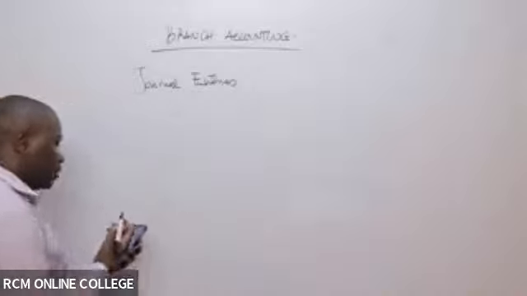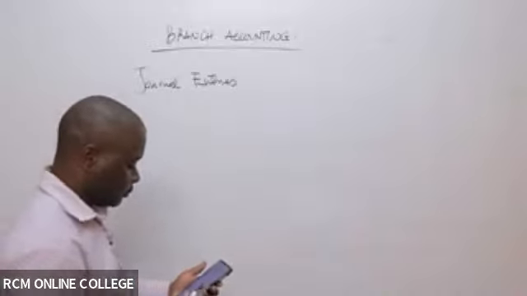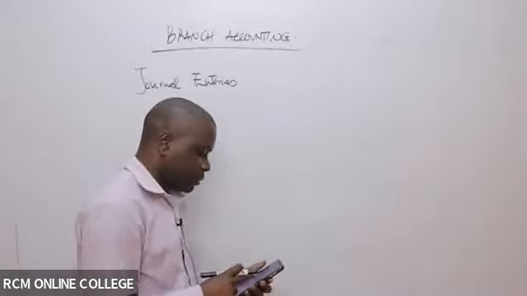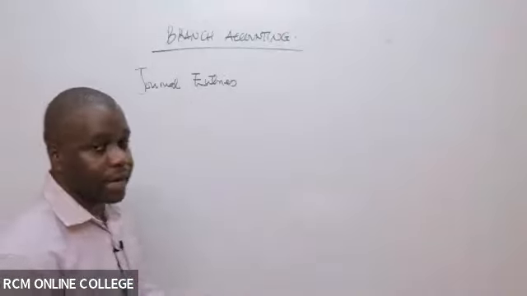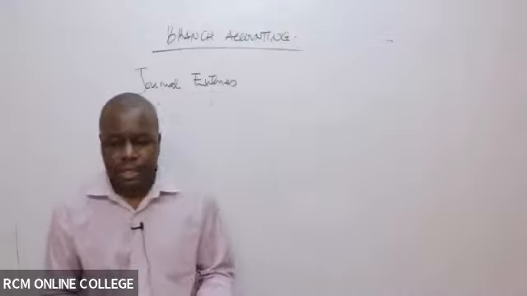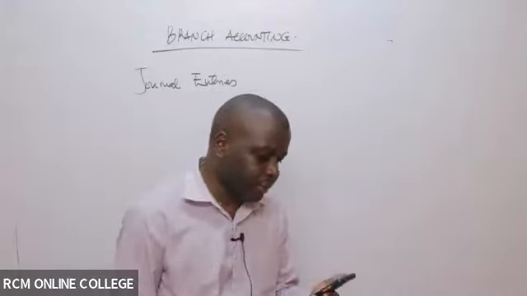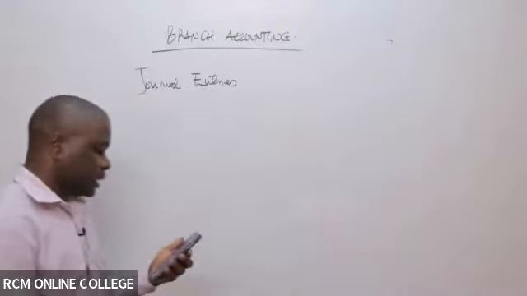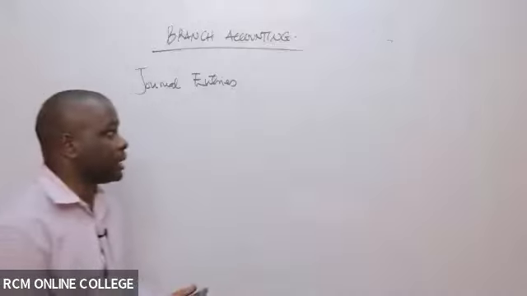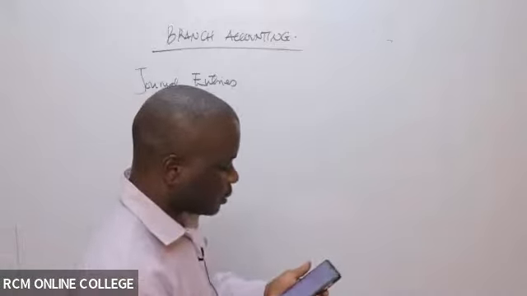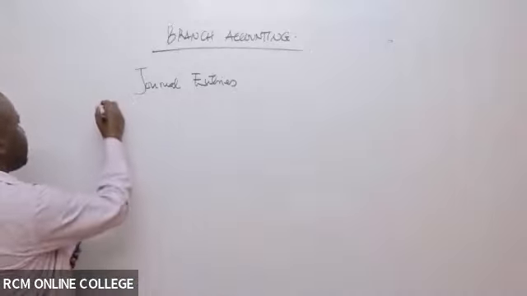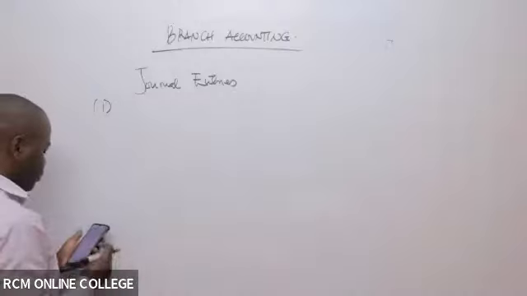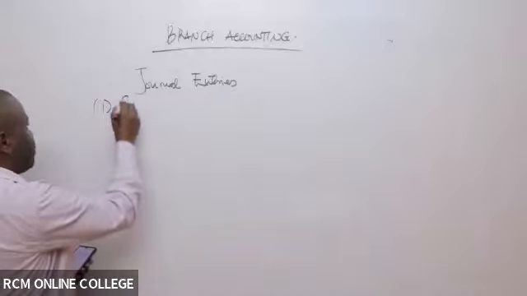So we want to look at the journal entries that will likely be passed. I think we had looked at the ledger accounts that will likely be maintained. We said we'll have the branch inventory or stock account, the branch markup account, the goods sent to the branch account, and the branch debtors account. But now, the journal entries for different kinds of transactions. For example, a situation whereby goods have been sent to the branch.